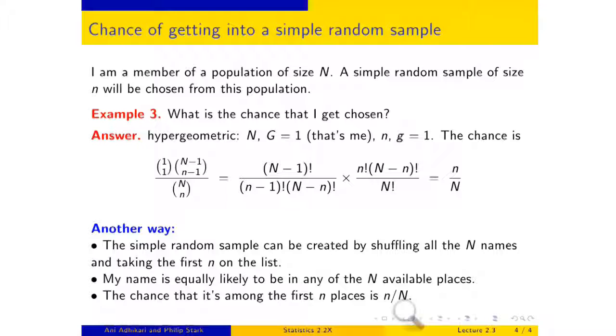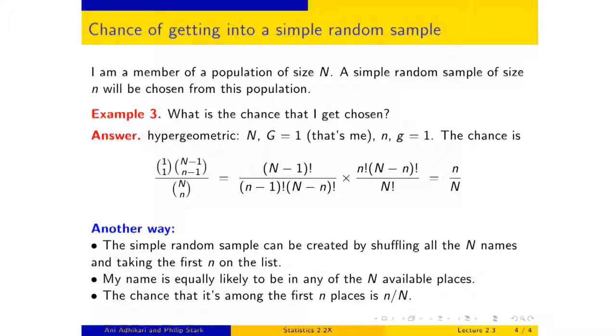In other words, if I had, say, 100 names on my list and I was sampling 10, then my name is equally likely to be in one of 100 places, and the chance that it's in the first 10 is 10 out of 100. That's a useful thing to keep in mind. First, that the chance that any individual gets into a simple random sample is the proportion being sampled. And the other is that every individual has this same chance of getting in.